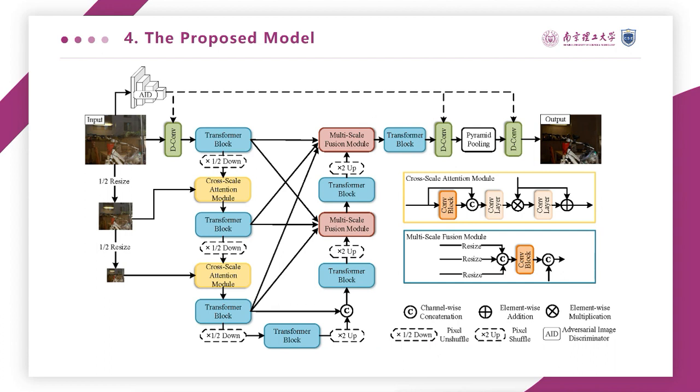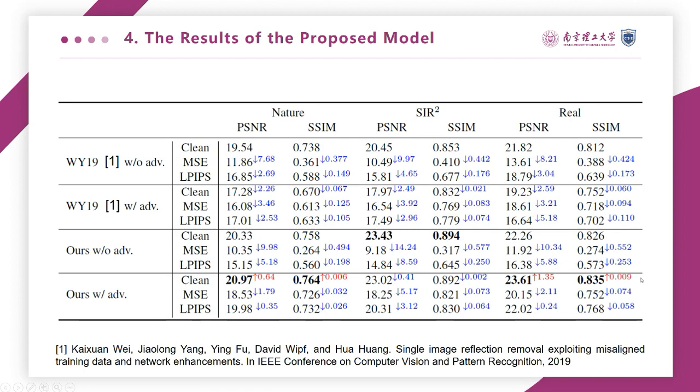The quantitative results of the baseline and our method are reported here. Without adversarial training, our method gets better PSNR and SSIM on clean images. Yet, under the MSE or LPIPS attack, the performance of our model decreases more significantly than WY19. Taking PSNR on the nature dataset as an example, our method outperforms the baseline. This indicates the robustness improvement, and our method predicts the output more steadily.